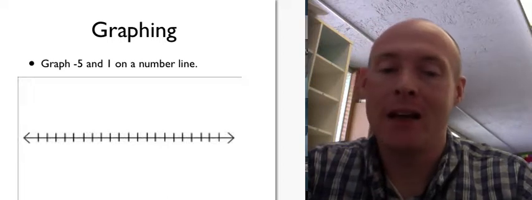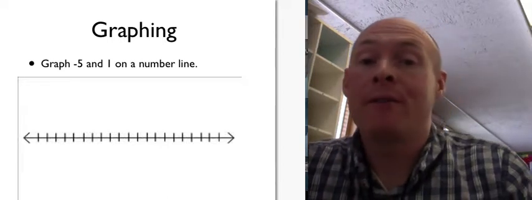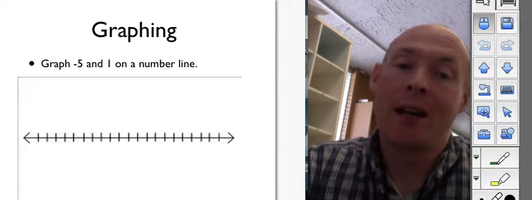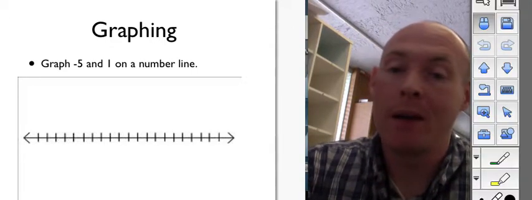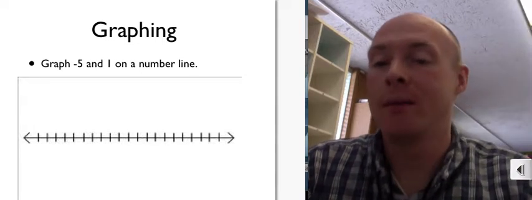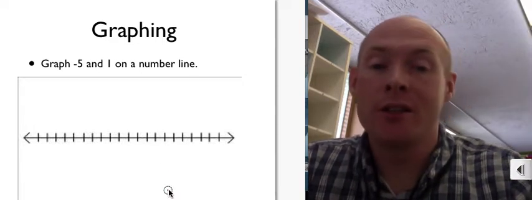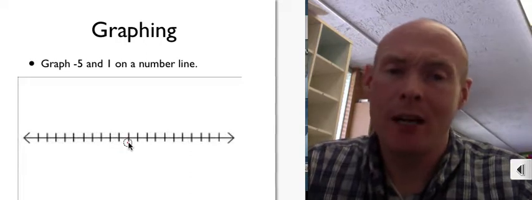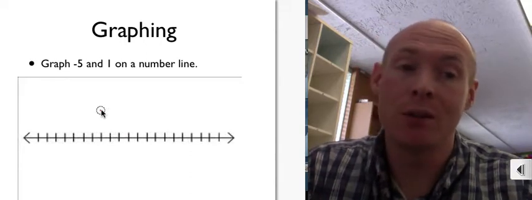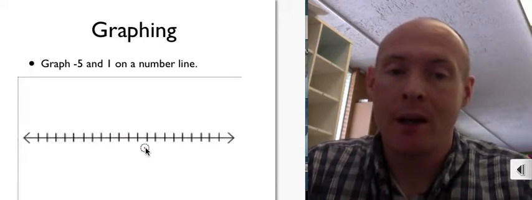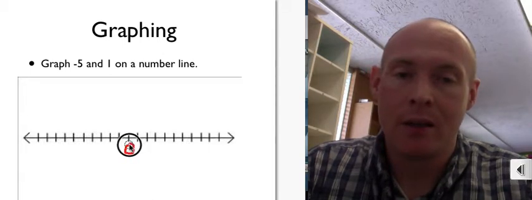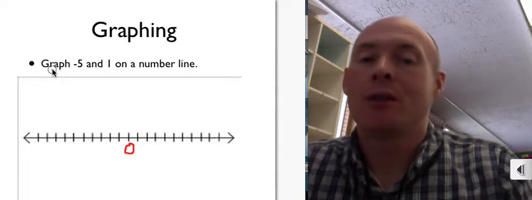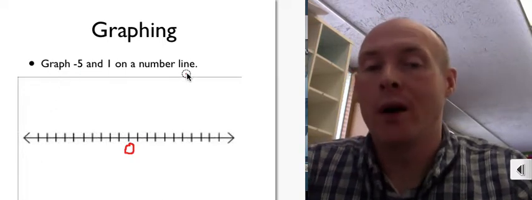Okay, next. We have to graph -5 and 1 on a number line. Now notice, I didn't label any of the integers. It's going to be our job to do this. So, first thing I want to do is start with a 0. I'm going to put my 0 right about here. Then we have to graph -5 and 1 on the number line.